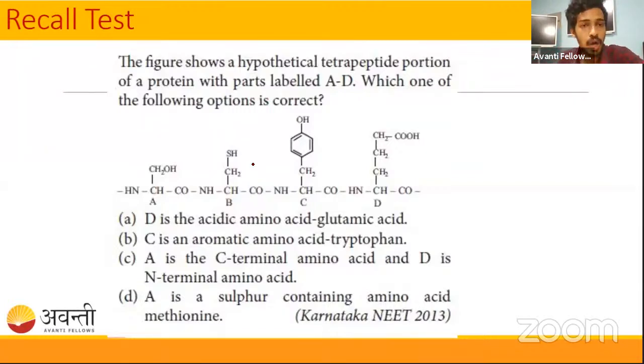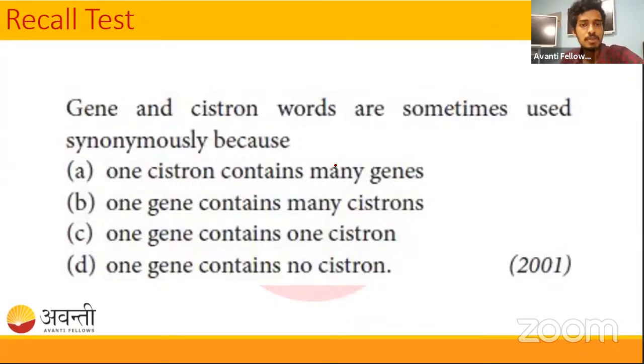So, we'll go with the question. The figure shows a hypothetical tetra... I think this has not happened with you guys, right? We'll go with this question. Gene and cistron words are sometimes used synonymously because: one cistron contains many genes, one gene contains many cistrons, one gene contains one cistron, or one gene contains no cistron. I think you guys already know about cistron, muton, and recon, right? Then this question will become super easy.